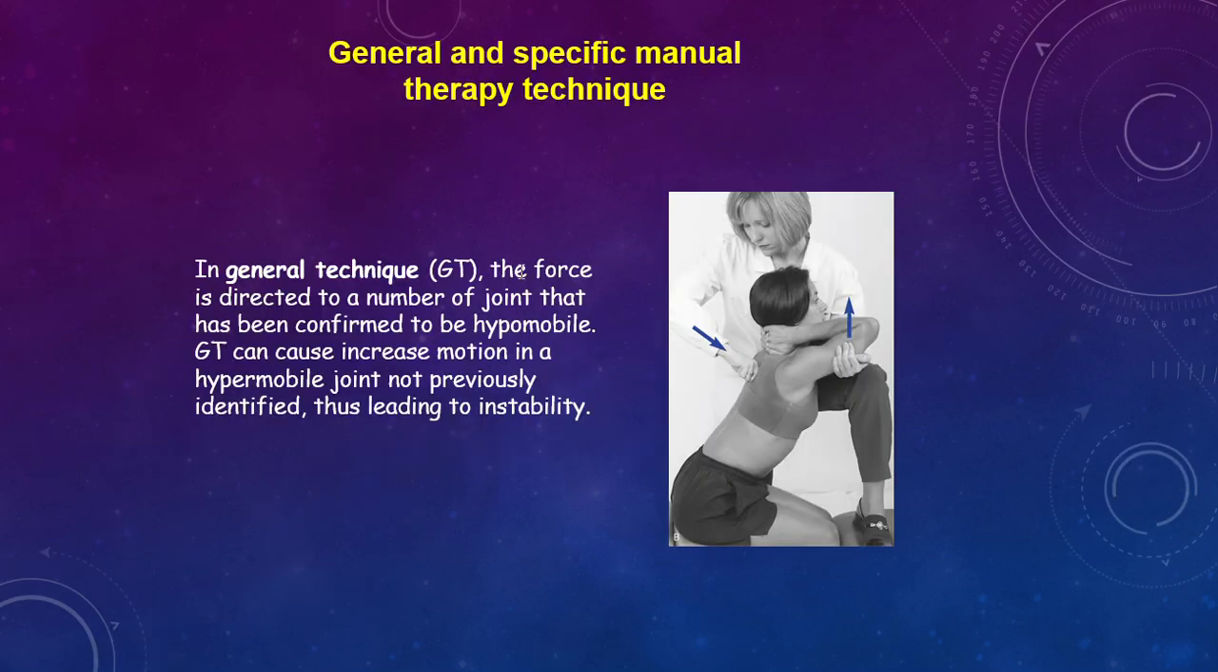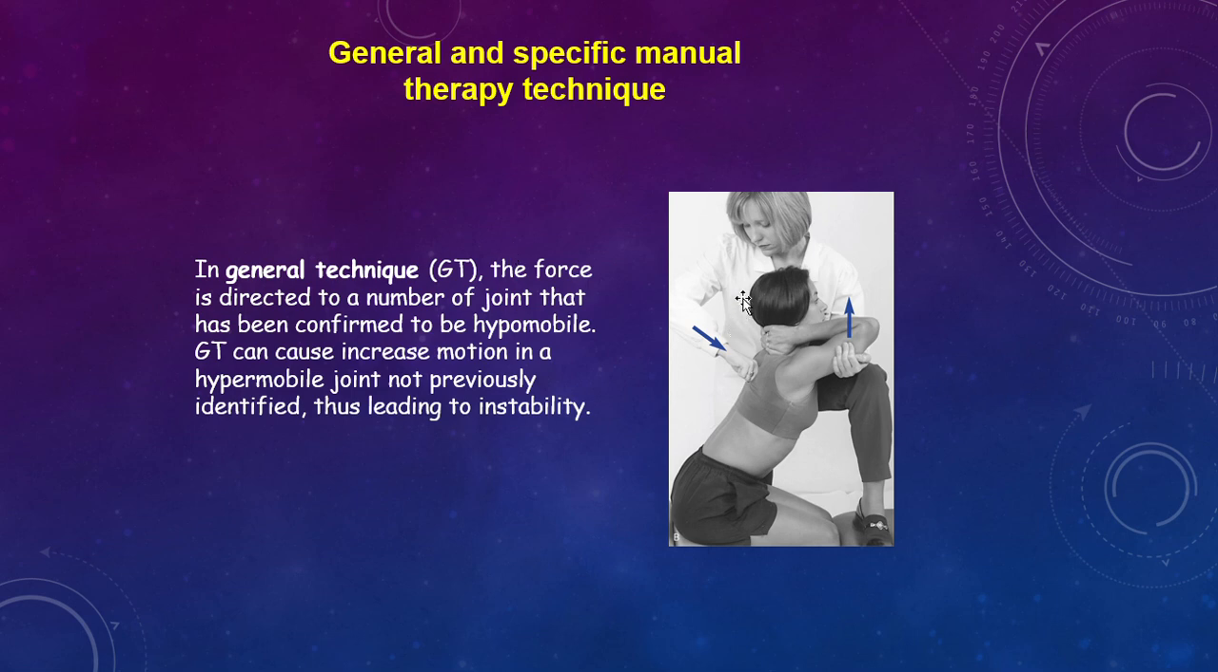presentation that we had. Now, sometimes manual therapy could be said to be a general technique or a specific technique. When do we say that manual therapy is a general technique? When the force is directed to a number of joints that has been confirmed to be hypomobile, all right? Not only one joint. So the force that the therapist is applying is not specific to only one joint. It's going to affect different joints in the body.